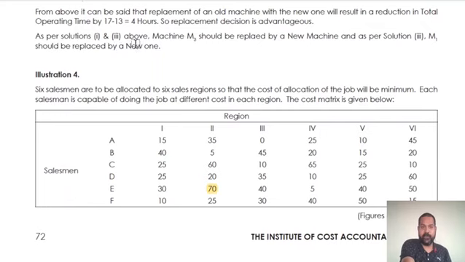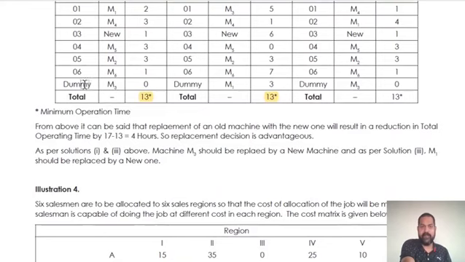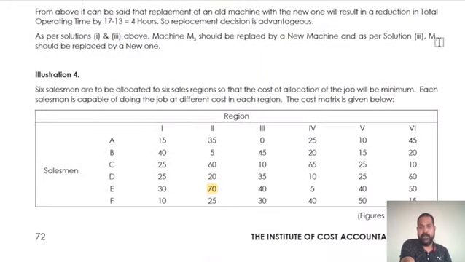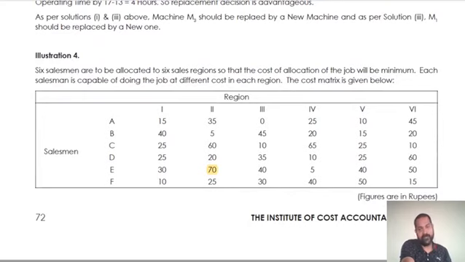As per solutions 1 and 3 above, machine 3 should be replaced with the new machine. And as per solution number 2, which they have written wrong, this is according to 1 and 3. What does 1 and 3 say? 1 and 3 say remove the third machine and bring in the new machine. Solution number 2 says remove the first machine and bring in the new machine. Perfect. That's going to be your answer.